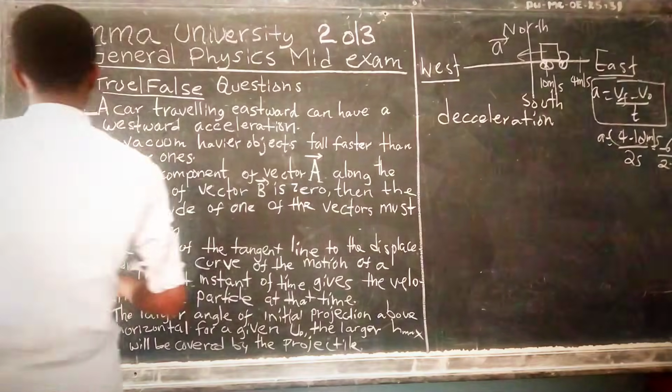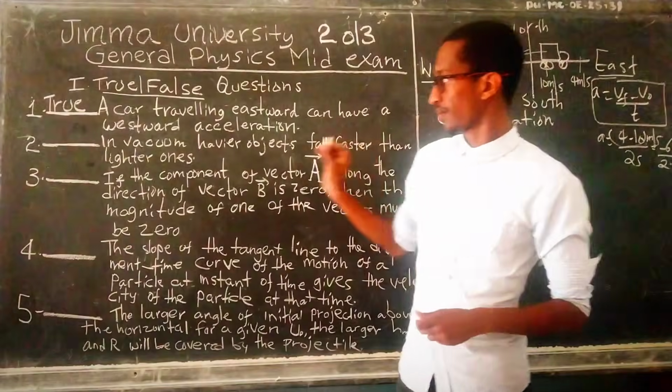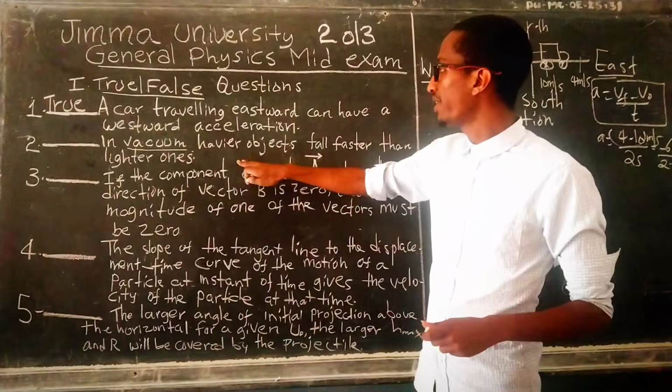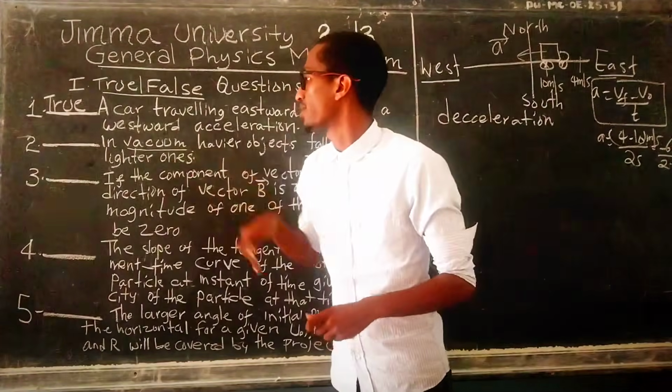So let us go to the second question. In vacuum, underline here, in vacuum heavier objects fall faster than lighter ones.